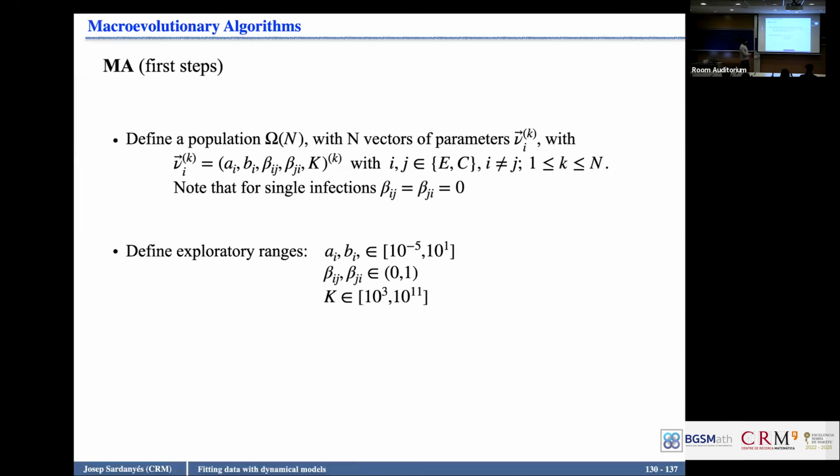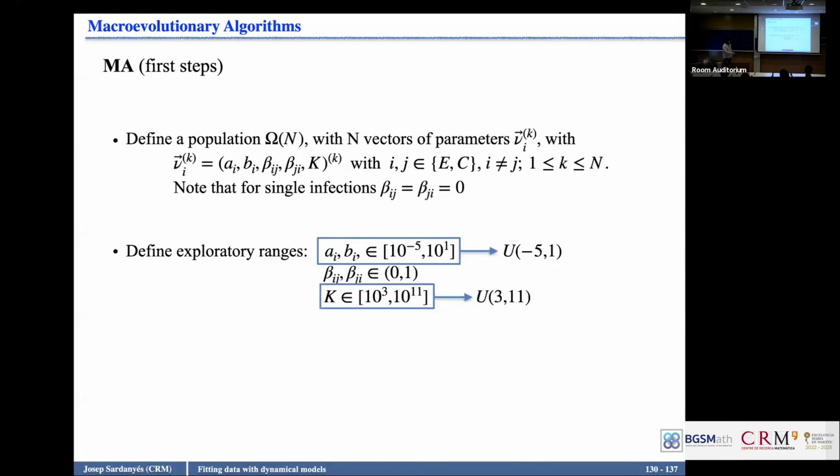Here we define exploratory ranges. Beta ij has to be between 0 and 1. If not, we cannot have coexistence. It's impossible in this model. And AI and BI, you can see a very wide range. This is how we usually do it. You try to choose a very wide range. And K, this is mainly inspired by data, from 10 to the power of 3 to 10 to the power of 11. This is our exploratory range.